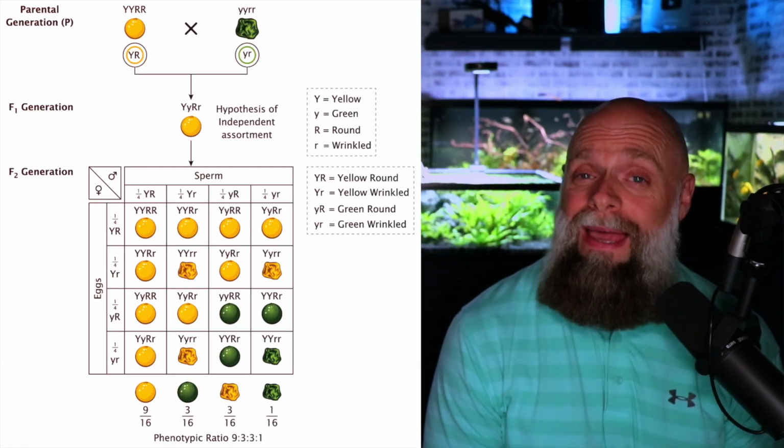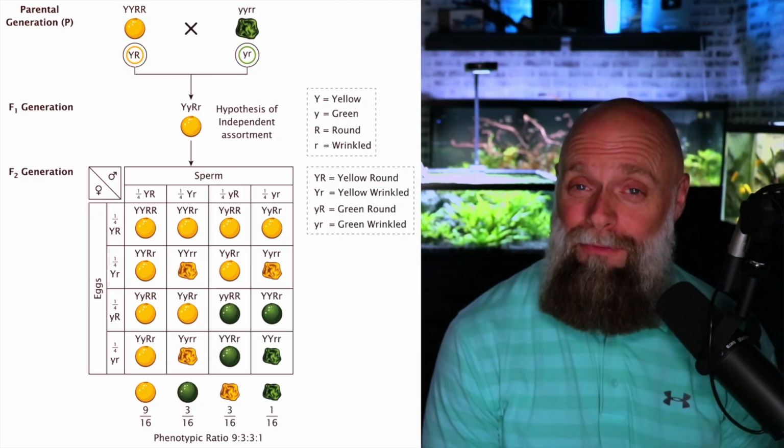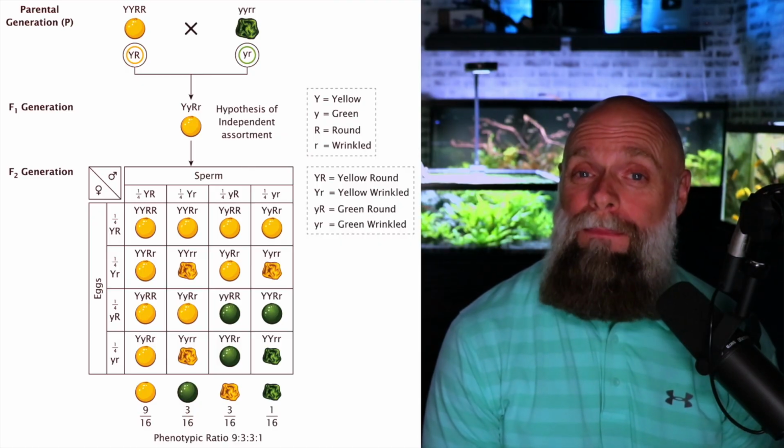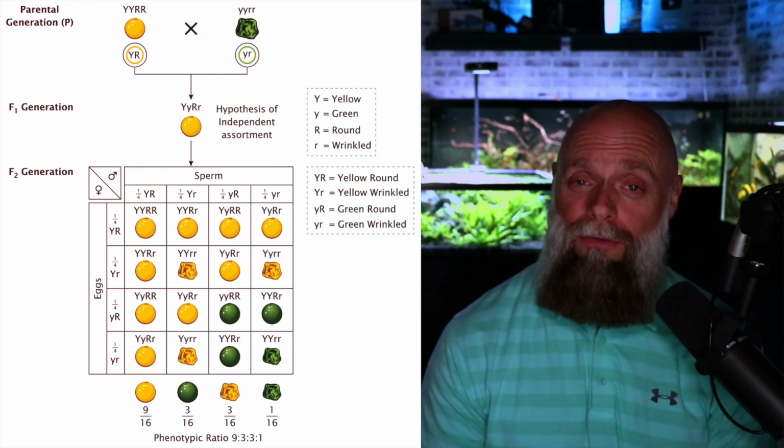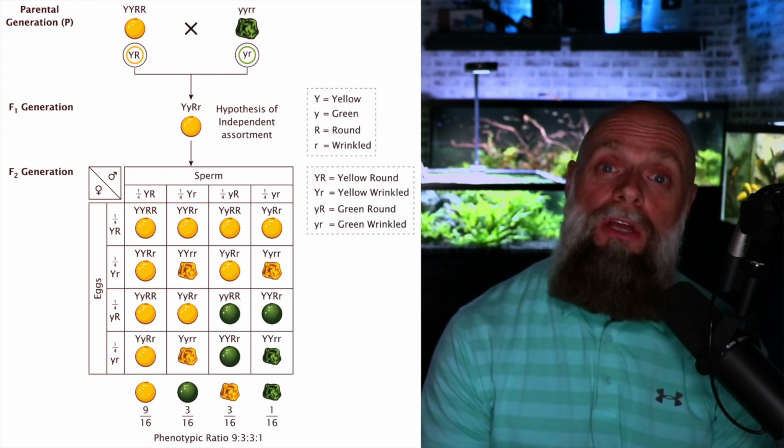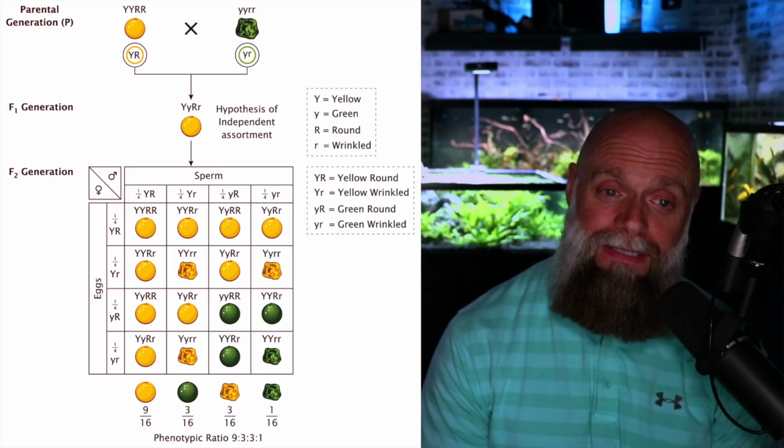Now, you don't have to have just one characteristic to do a Punnett square. This is an example of what is known as a dihybrid cross, where you're actually looking at two different characteristics at the same time.